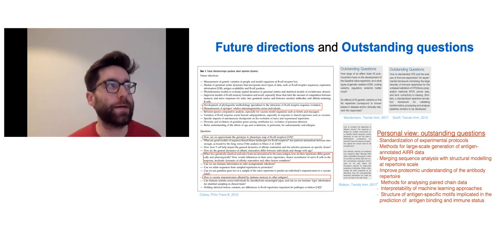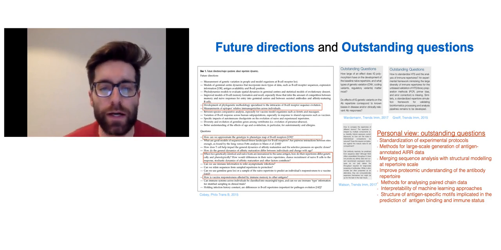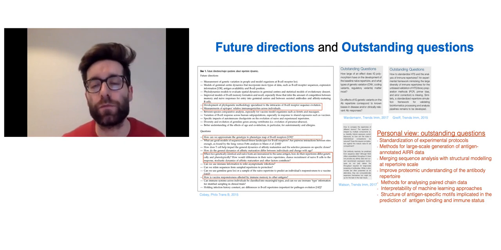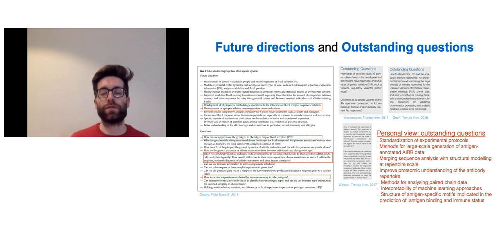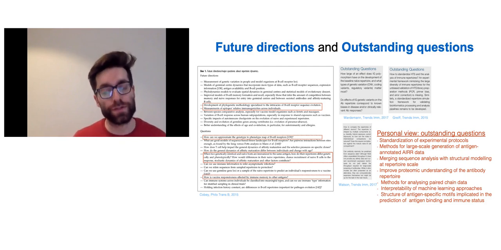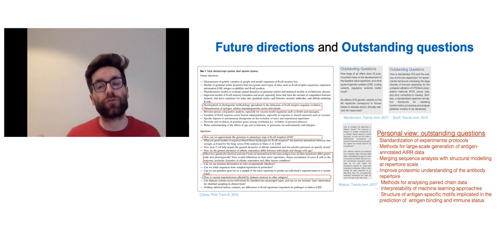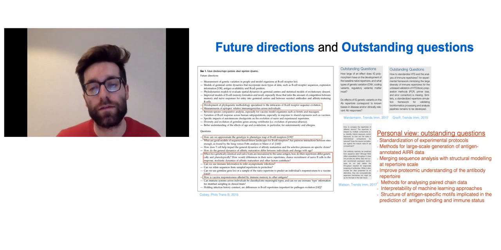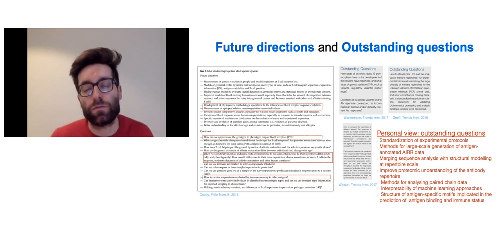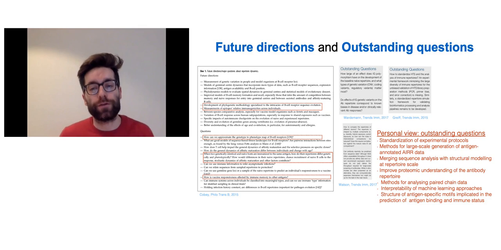Future directions. I just put some papers here which have future direction boxes, so you can read them through on your own time. But my personal view is that we need better standardization of experimental protocols, so we can actually compare data sets across studies. We need large-scale antigen annotated data and also disease annotated data. I think, especially for B-cell receptors, sequence and structural modeling should go together.